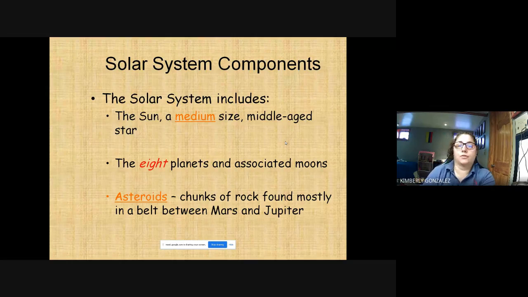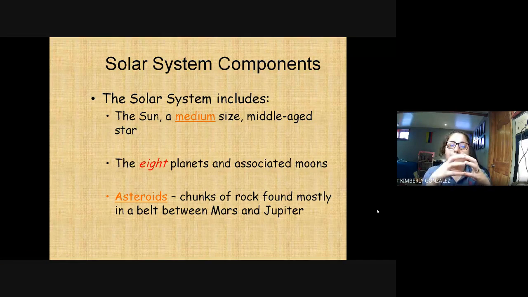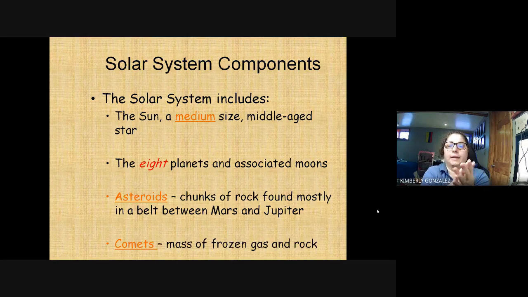Okay. Asteroids, which are chunks of rock. There's an asteroid belt that separates Mars and Jupiter, which will end up being easier for you to tell the difference between the groups. Okay? And comets. They are massive frozen gas and rock together. Okay? So when we're talking about our solar system, we're going to be talking about these specific parts.